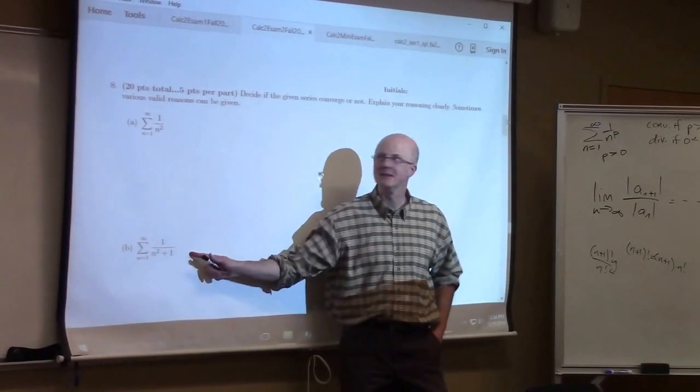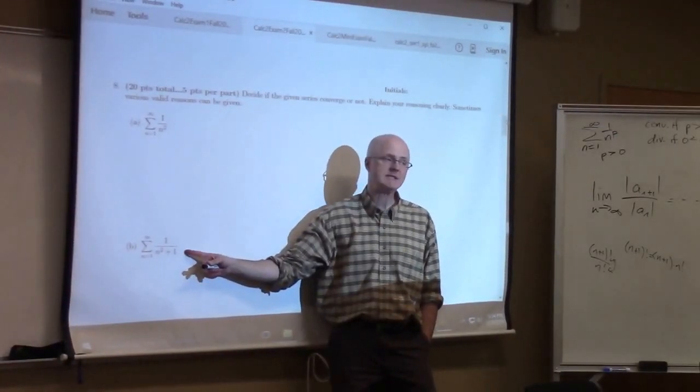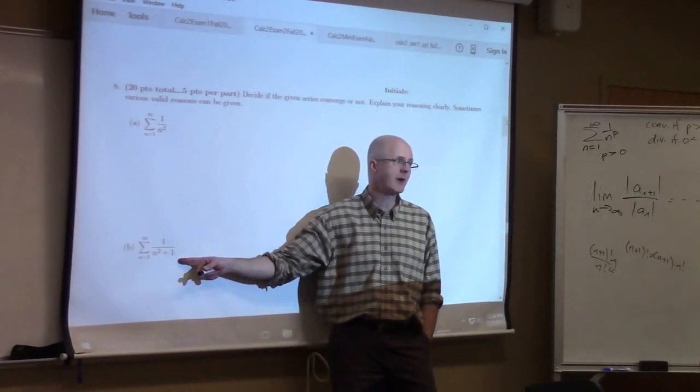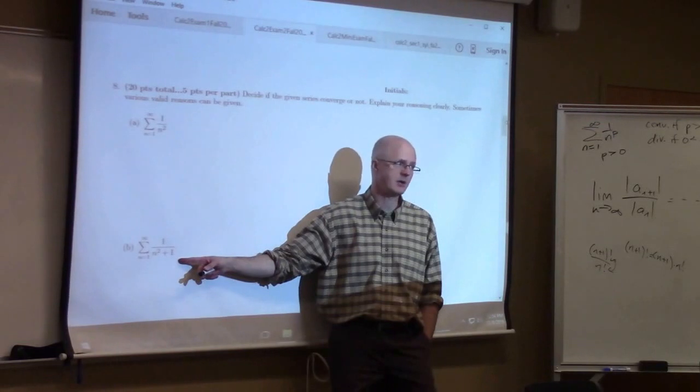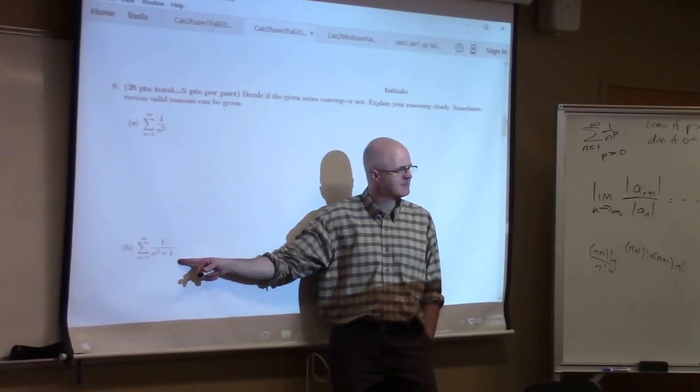This one, not much of a change from that one. It's not a p-series any longer because of the +1 down there. If you try the ratio test with this one, it would also give you no conclusion. The limit would be 1. Could you use the integral test? You could.